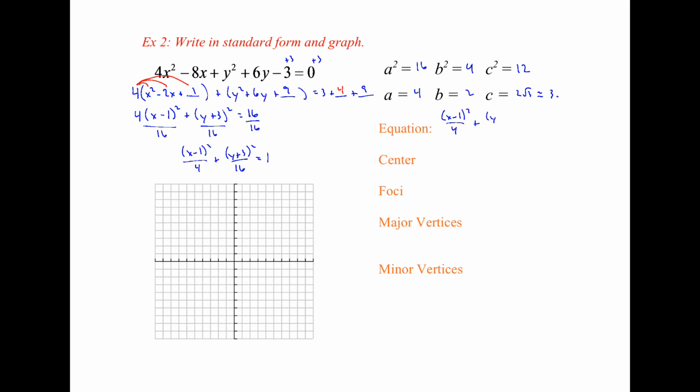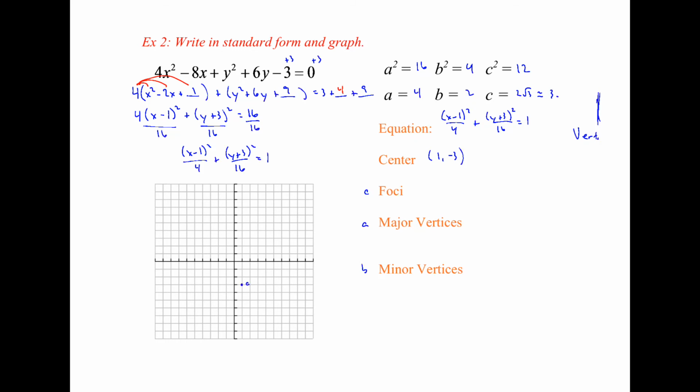And then from that, what direction is it going? Alright, is it horizontal or is it vertical? Well, because a squared is underneath the y, think y-axis, so therefore this one will be vertical. Center would be at 1, negative 3. Foci once again is C, major is A, minor is B. So 1, negative 3, I'll get the center.